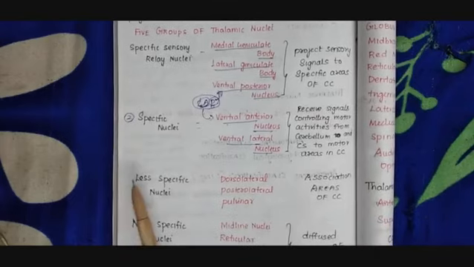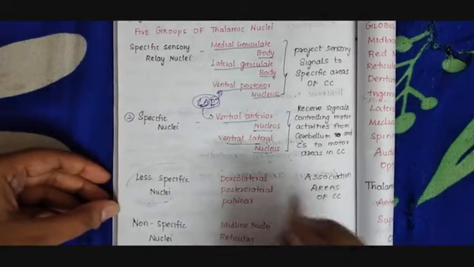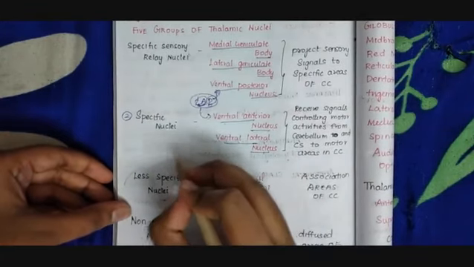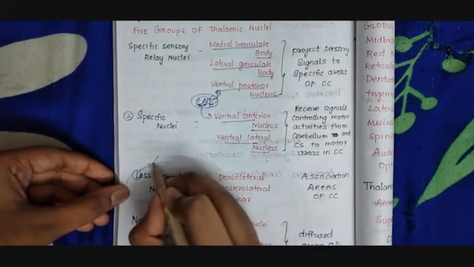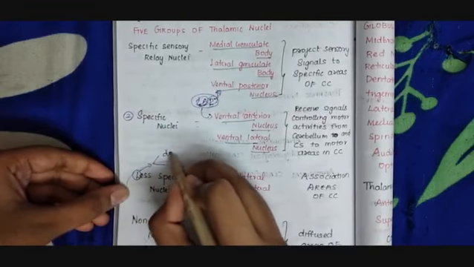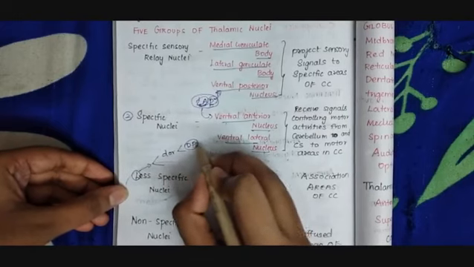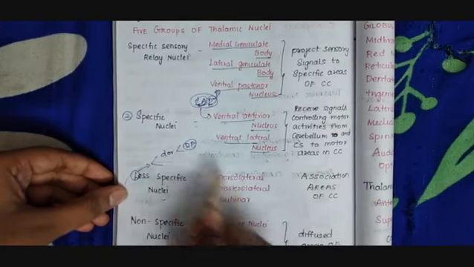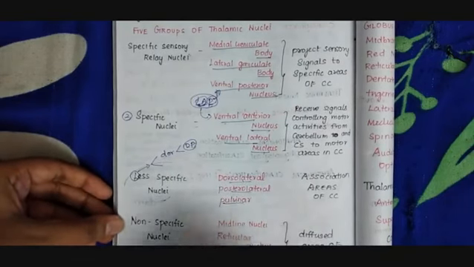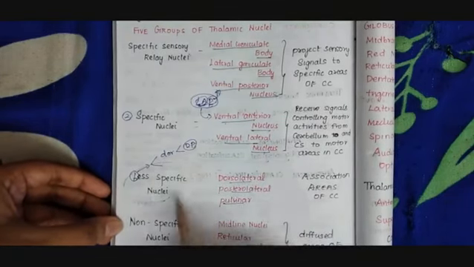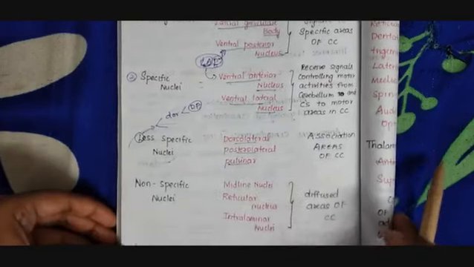Third is the less specific nucleus. Under this, again remember L for lateral mass of nuclei is in turn divided into dorsal and ventral. Under dorsal we remember two types of nuclei, right? DP, which is dorsolateral and posterolateral. So these two types are going to come here, and P stands for pulvinar. And this is going to send signal to the association areas of the cerebral cortex.